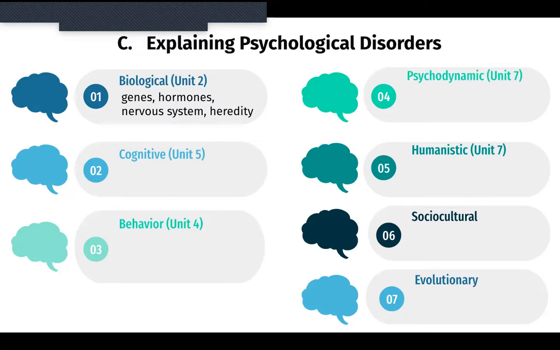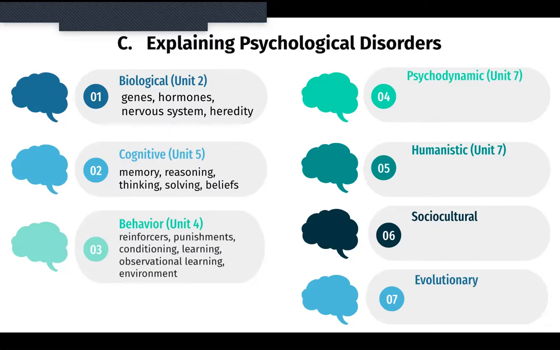Okay, the next perspective is looking at cognitive. And this is looking at anything that has to do with thinking. So memory, reasoning, solving, beliefs. So pretty much everything that we looked at in unit 5 is going to be the cognitive perspective. Okay, then the behavioral approach, and that should say behavioral, not just behavior.